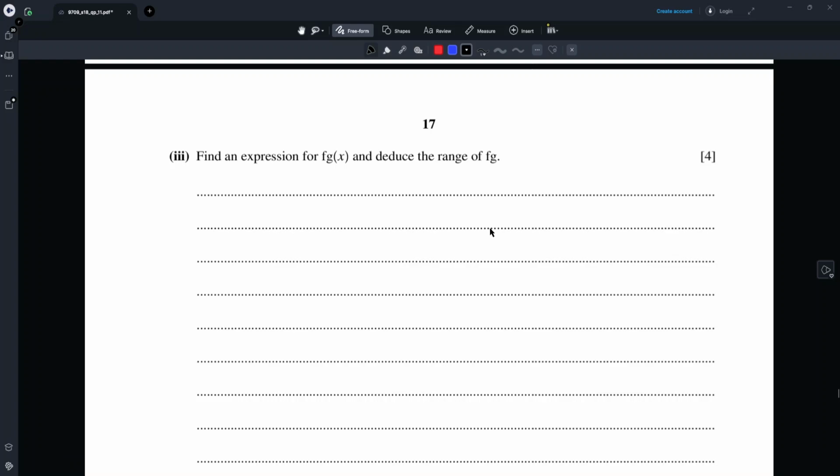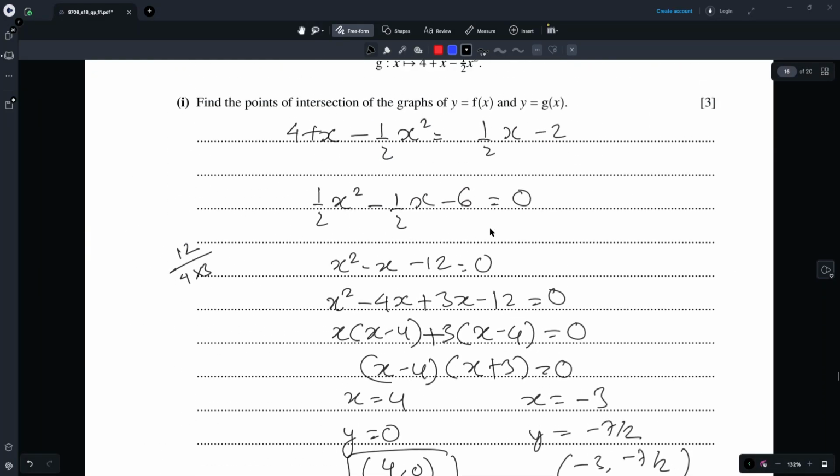Find an expression for fg of x and deduce the range of fg. So, okay, this is something difficult.